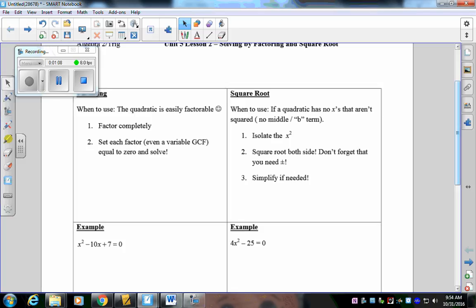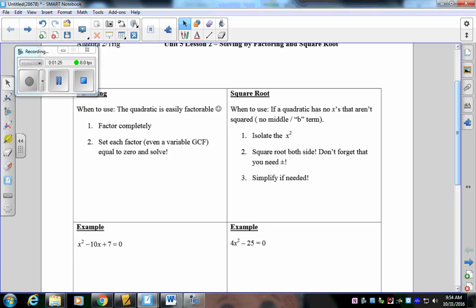Now, keep in mind, not every quadratic does cross the x-axis. So in that case, we still can solve it, but we're going to have imaginary solutions. We're going to have i's in our answer. And since we've gone ahead and learned about our i's and our complex numbers, that is a valid situation to come across.